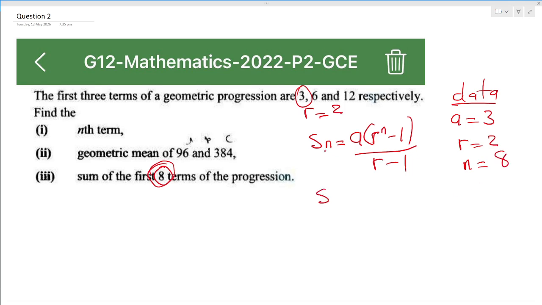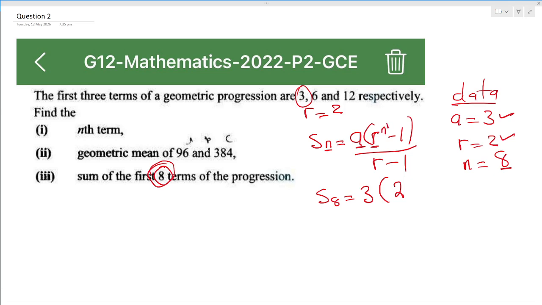So S, there's n there, I put an 8, is equal to, there's A there, I put a 3, open bracket, there's r there. What is my r? It's 2. So I'll say 2 to the power, what is n? n is 8.